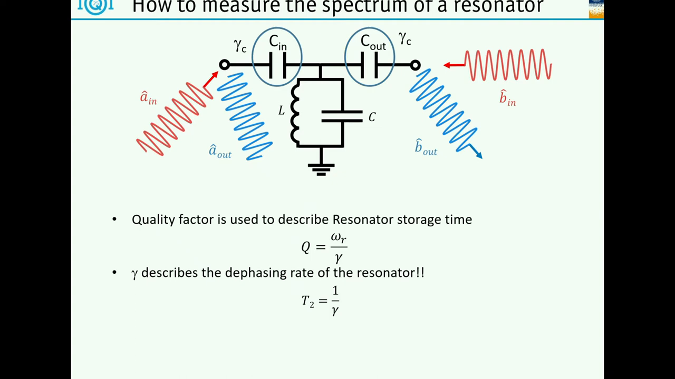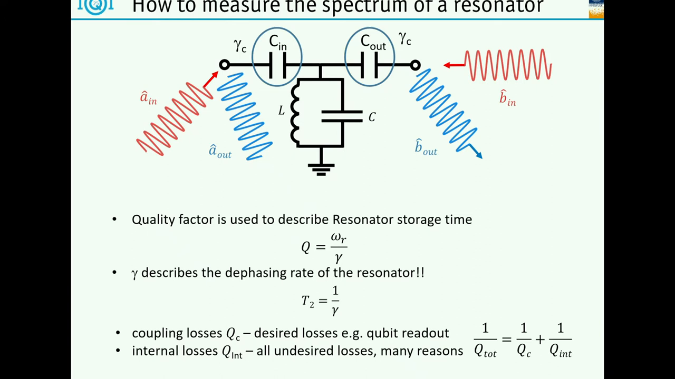And we've already mentioned, to keep in mind, gamma really describes the dephasing rate of the resonator. It doesn't mean it's the energy loss. So really, it's the dephasing rate, and gamma and the dephasing are sort of the Fourier transform of each other.